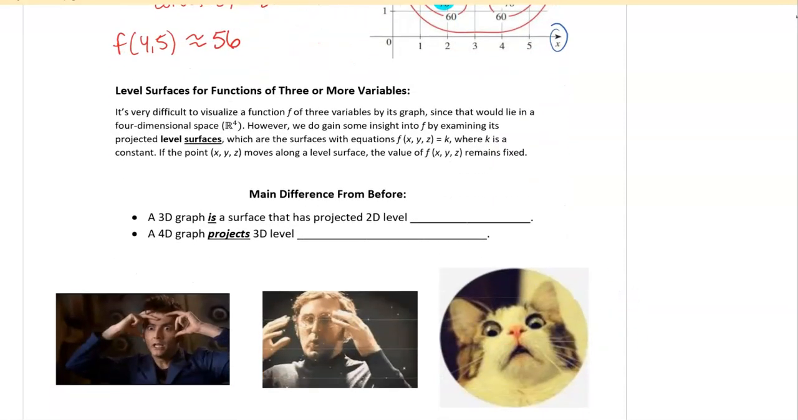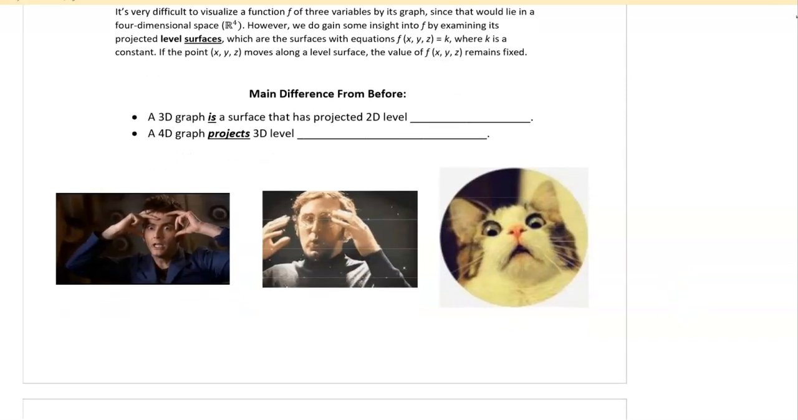All right, level surfaces for functions of 3 or more variables. It is very difficult to visualize a function of 3 variables by its graph, since that would lie in 4-dimensional space. However, we do gain some insight into f by examining its projected level surfaces, which are the surfaces with equations f of x, y, z equals k, where k is a constant. If the point x, y, z moves along a level surface, the value of f of x, y, z remains fixed.